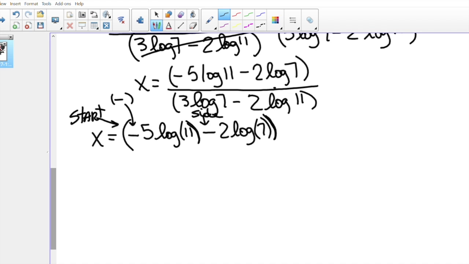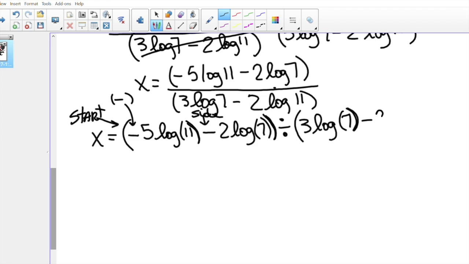Now we want to divide by parentheses 3 log. Now remember, when you push log, the chances are you're going to open parentheses and you're going to close it. Be sure you close that parentheses on the 7.